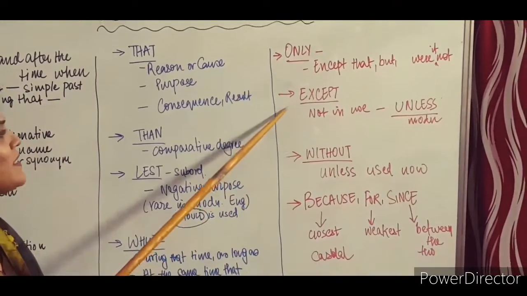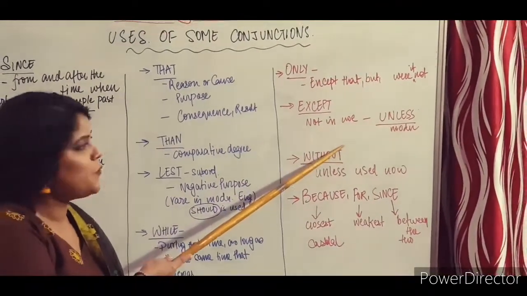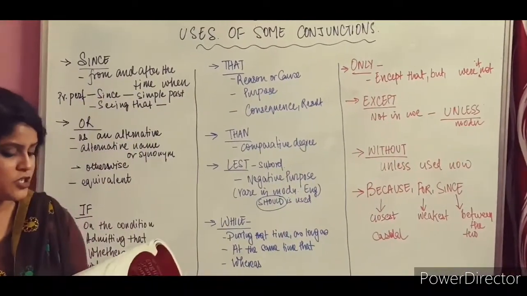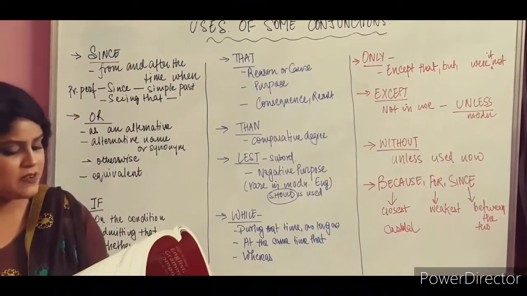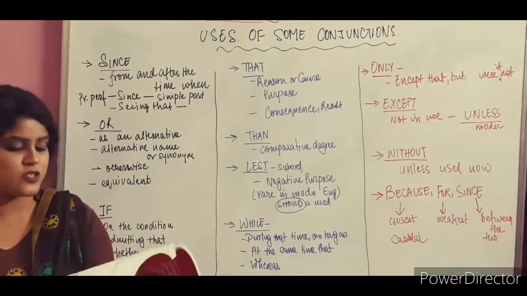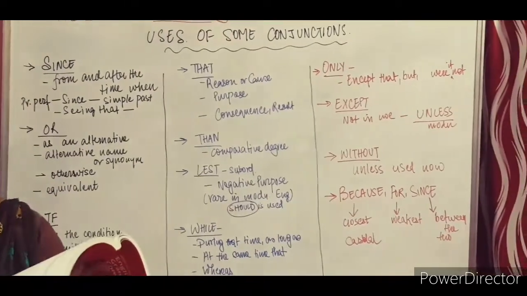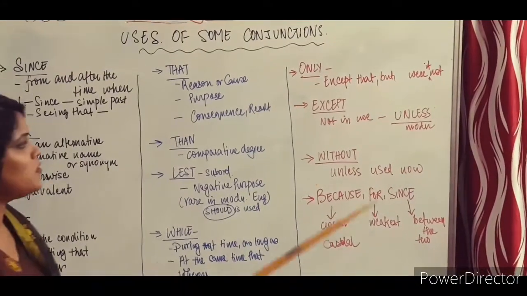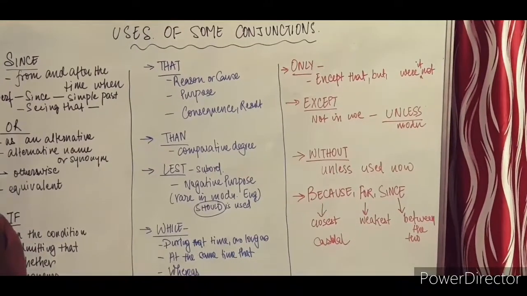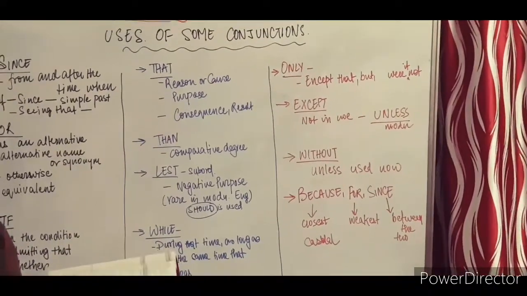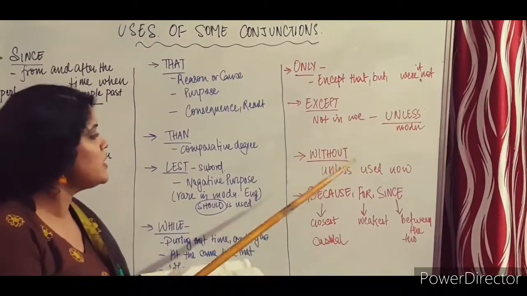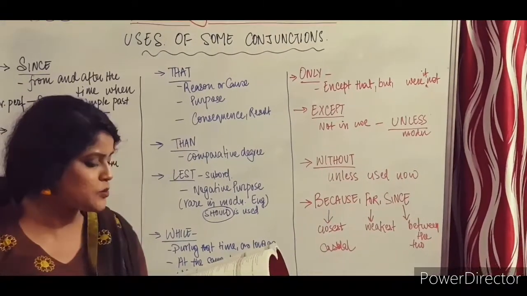Okay, the next one is except. It is not in use now. In place of the conjunction except, unless is used in modern English. Except you repent, you shall perish. Except a man be born again, he cannot go to heaven. Unless he admits the truth, he will plead guilty. Except he accepts the truth, he pleads guilty. Okay, so except.